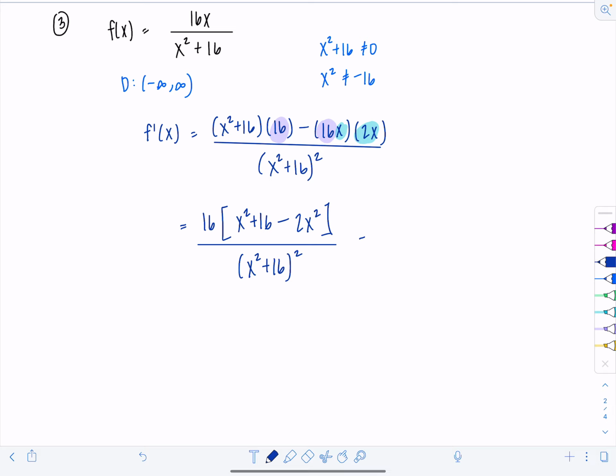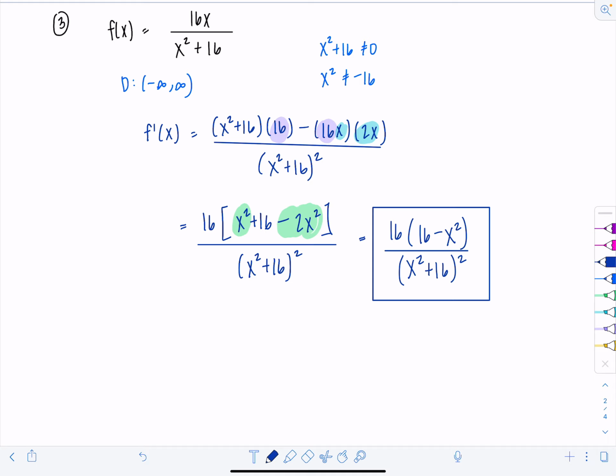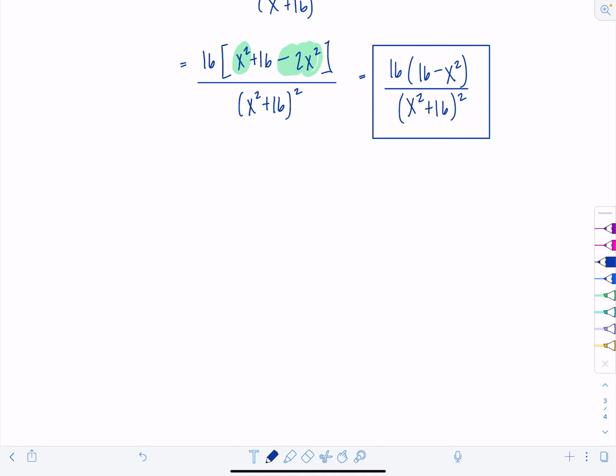Okay, and then I can just clean up inside those brackets. So I have 16 times, notice we have x squared and then a negative 2x squared. So that's negative x squared. I'll write this as 16 minus x squared over x squared plus 16 all squared. So there's my derivative. And notice, since I always try to factor, it's really nice and easy to find where f prime is 0 and where f prime does not exist. All right, here we go. Critical value time.